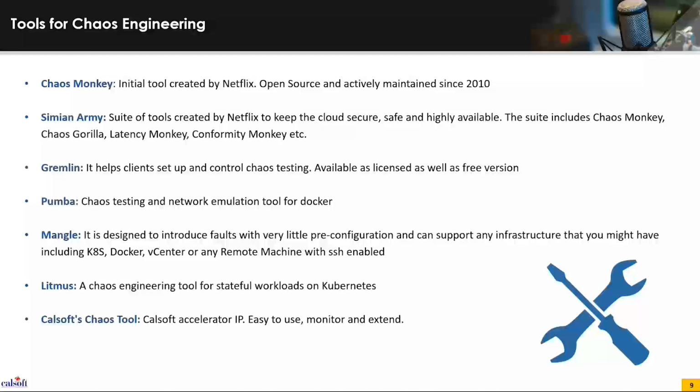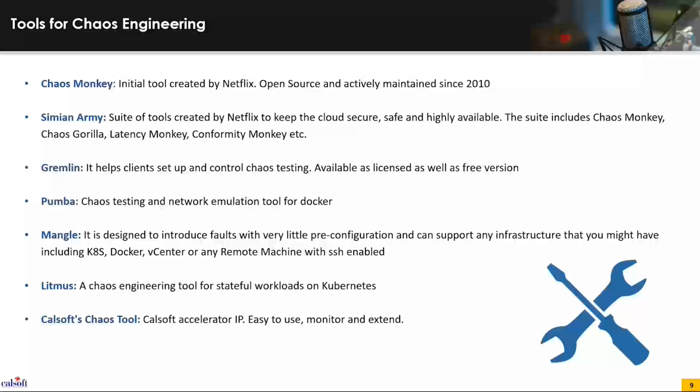To give a quick brief about the open source chaos engineering tools, there is Chaos Monkey, which we discussed some time back. This is the Netflix tool. Chaos Monkey is open sourced by Netflix. It powers off the compute instance which is running that particular service.